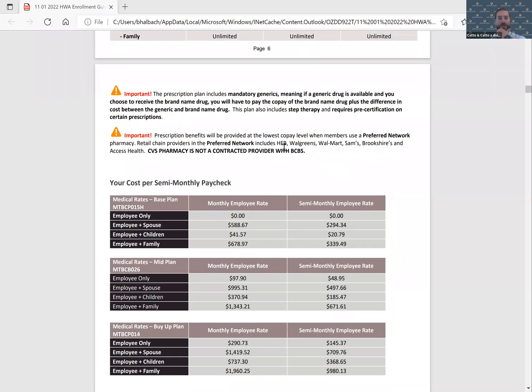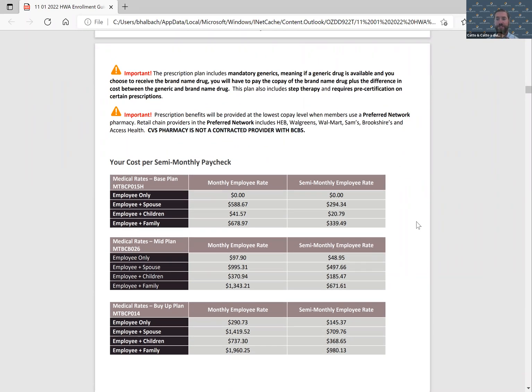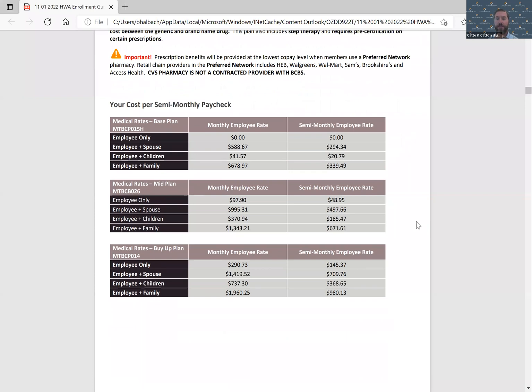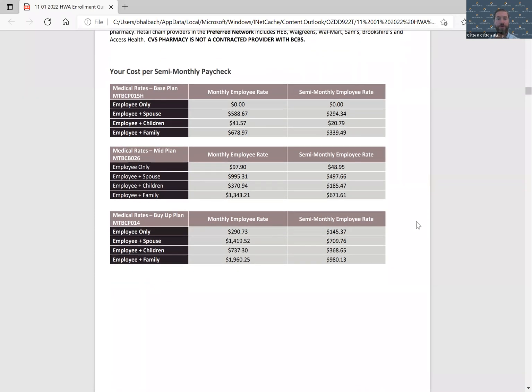Okay, let's talk about prescription drugs. Blue Cross has had, will always have a mandatory generic prescription drug policy. That means if there's a generic and a name brand and you want the name brand, then you're going to pay the difference between the two. That's not new. That's actually always been the way that they are. If there's a generic available, they're going to want you to take the generic. But if you want the name brand, then you're going to pay the difference. This one we spoke about earlier, just a public service announcement: CVS is not in the Blue Cross and Blue Shield network.